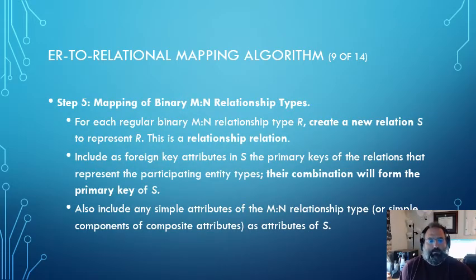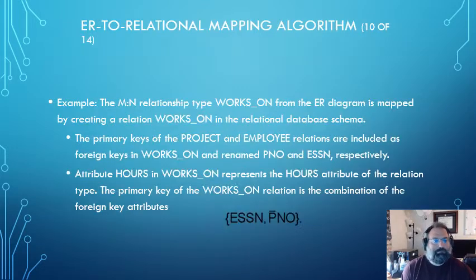Step 5 involves mapping of binary M-to-N relationship types. For each regular binary M-to-N relationship type R, create a new relation S to represent R. This is a relationship relation. Include as foreign key attributes in S the primary keys of the relations that represent the participating entity types. This combination will form the primary key of S. Also include any simple attributes of the M-to-N relationship type, or simple components of composite attributes, as attributes of S.